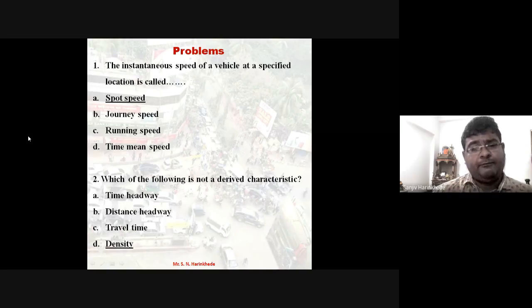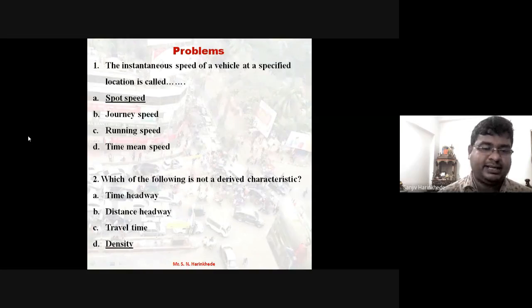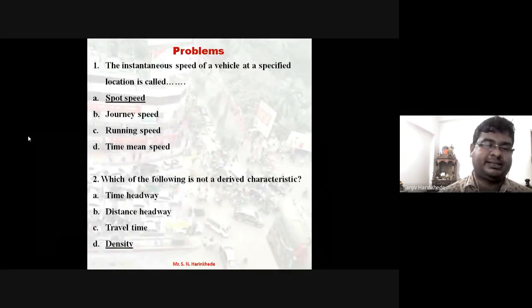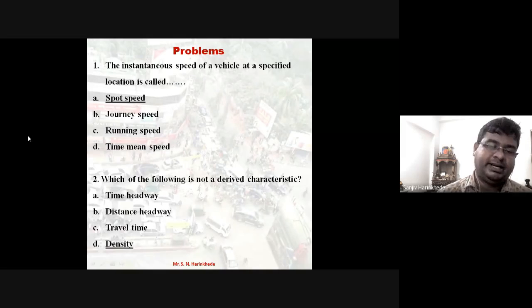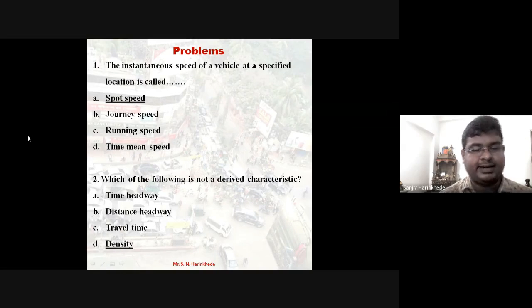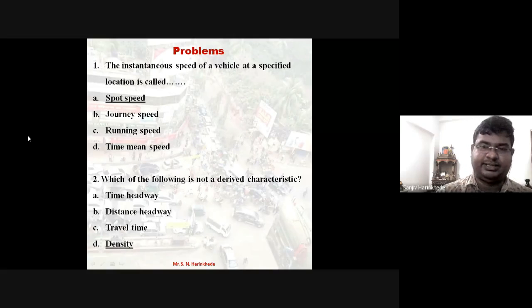Second question, which of the following is not a derived characteristic? As we know, density is not a derived characteristic because density is a main characteristic. As we know, there are 3 main characteristics, macroscopic and microscopic, that is speed, density, and flow. Other, like time headway, distance headway, and travel time, are the derived characteristics.